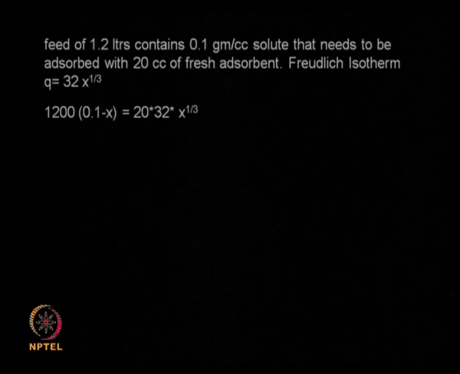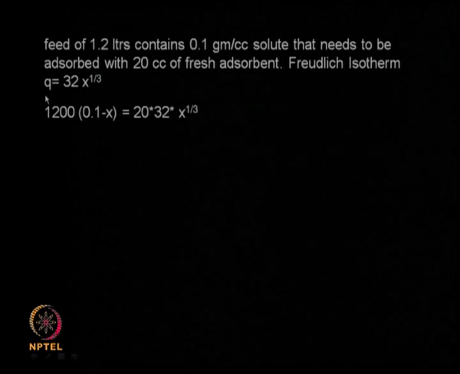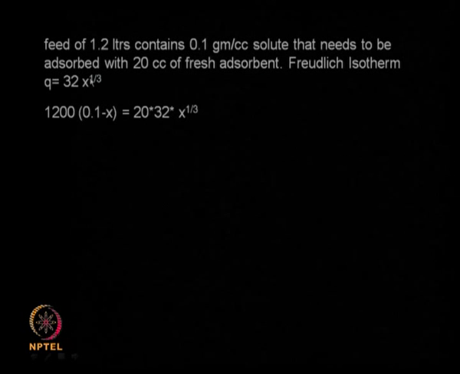Okay, let us look at another problem. We are having a feed solution of 1.2 liters and it contains 0.1 gram per cc of the solute. The solute is what we would like to adsorb with 20 cc of fresh adsorbent, and this adsorption process follows a Freundlich isotherm. And the Freundlich isotherm is given by Q equal to 32 x raised to the power 1 by 3, where x is the concentration of the solute in the solution in equilibrium with the adsorbent.